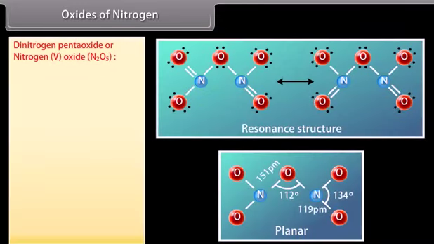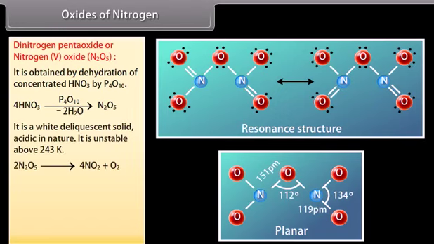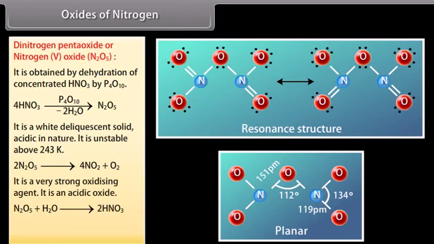Dinitrogen pentoxide, or nitrogen(V) oxide. It is obtained by dehydration of concentrated HNO3 by P4O10. It is a white, deliquescent solid, acidic in nature. It is unstable above 243 Kelvin. It is a very strong oxidizing agent. Many organic substances burst into flames on coming in contact with it. It is an acidic oxide. It is the anhydride of nitric acid and forms salts called nitrates.